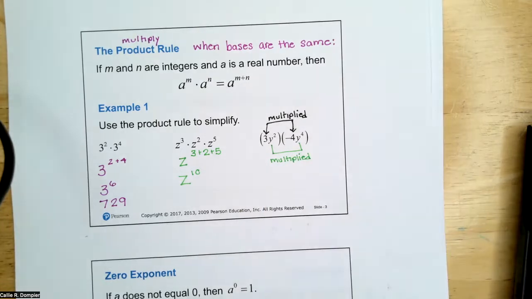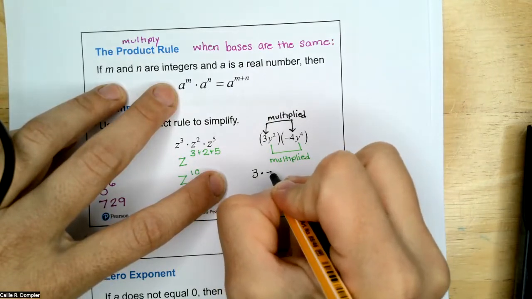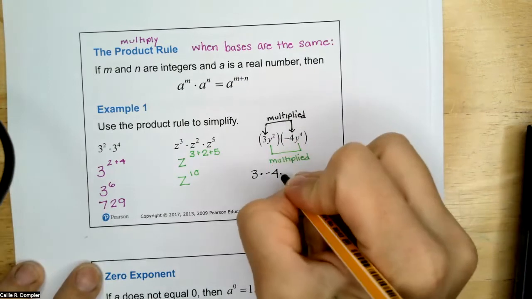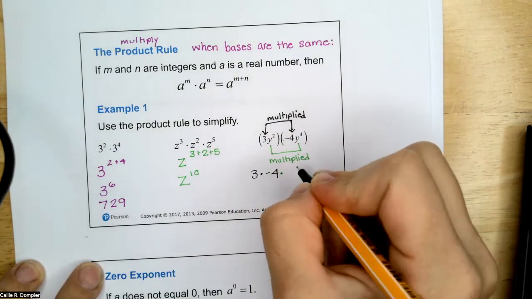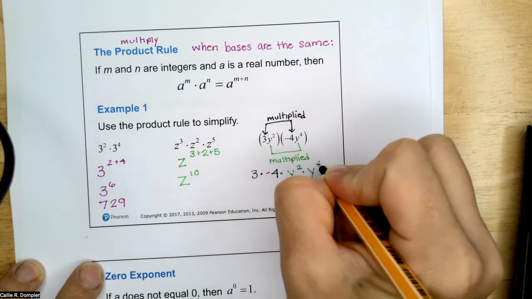Okay, you can even write them before you multiply them. So in that case, we have 3 times a negative 4. And then the y's, we're still going to multiply, right? Because it's 3 times y squared times negative 4 times y to the 4th. Y squared times y to the 4th. So you see what I did there?